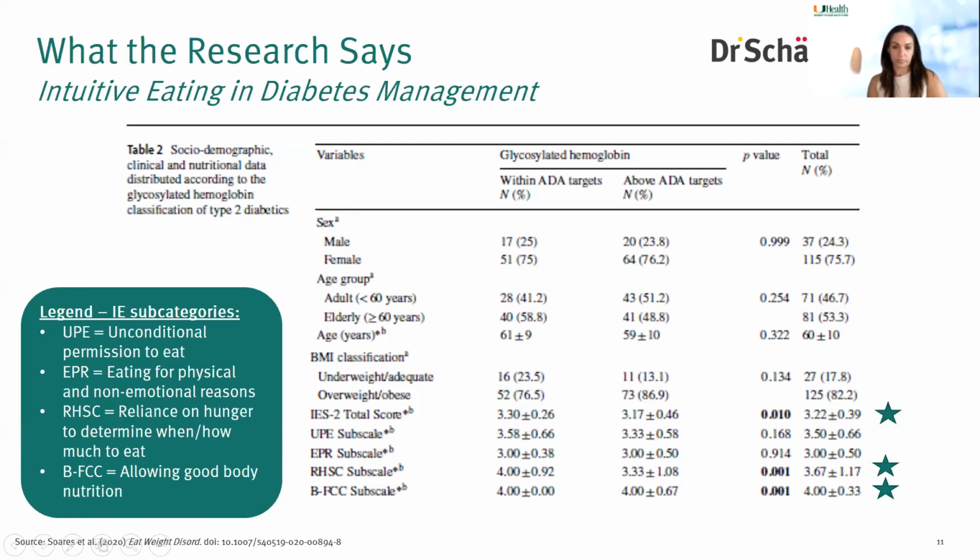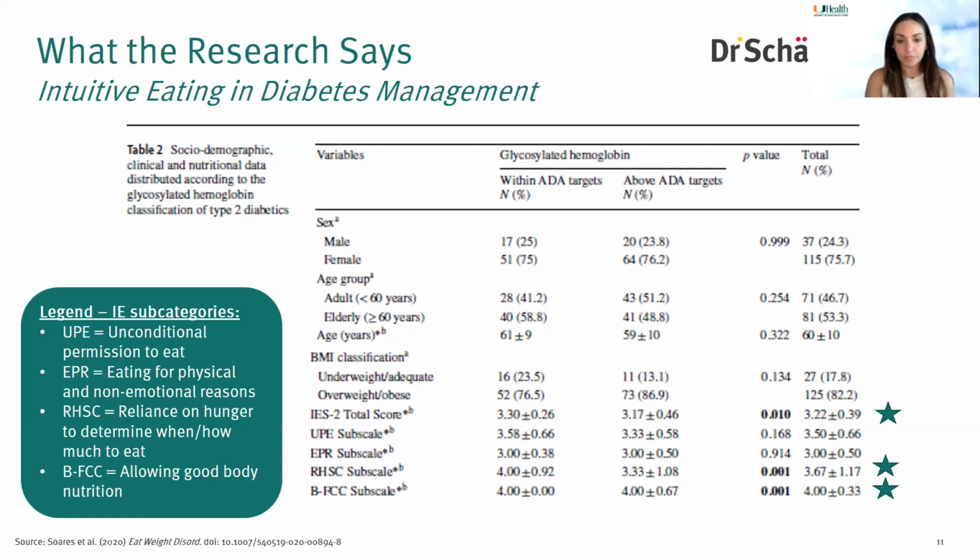So the authors observed that participants with inadequate glycemic control had longer type 2 diabetes duration and treatment and were taking oral anti-diabetic drugs in association with insulin. These participants also self-rated their health status as regular or poor, and that was significant. But participants with adequate glycemic control had higher scores on the intuitive eating scale, particularly for the reliance on hunger to determine when and how much to eat, and the allowing good body nutrition subscales.